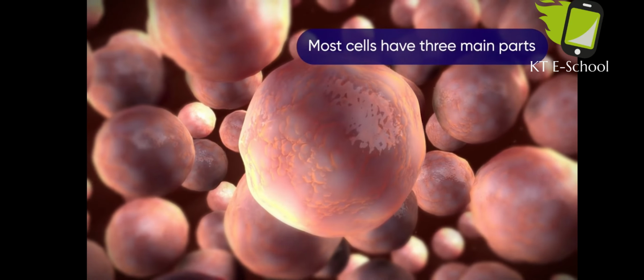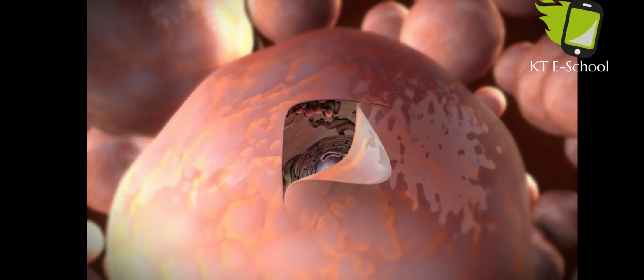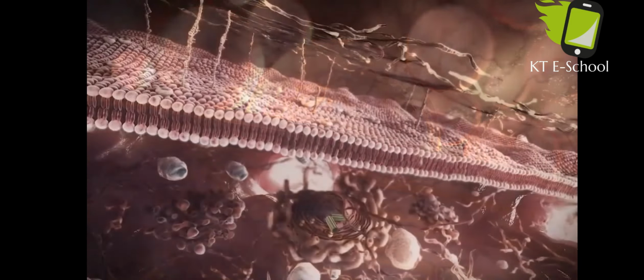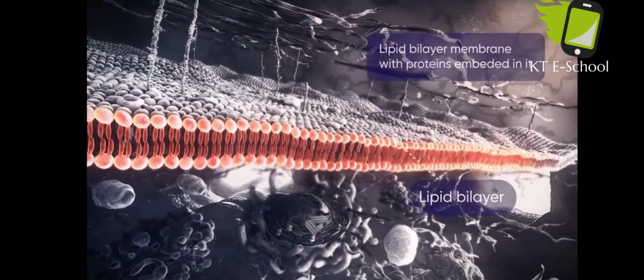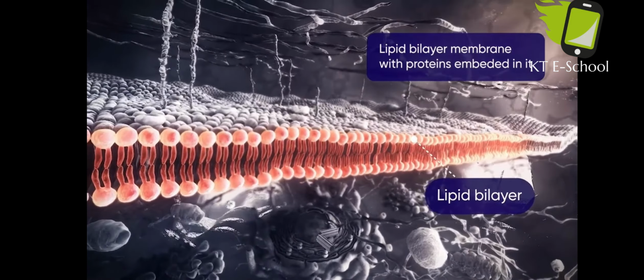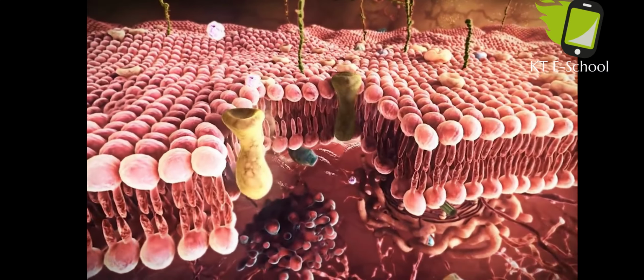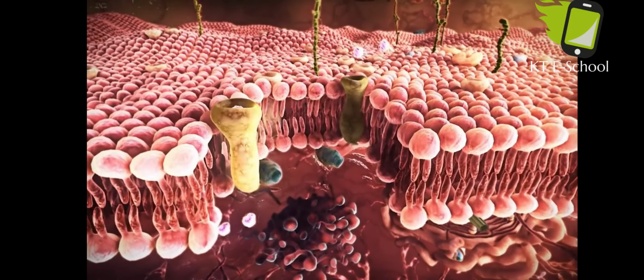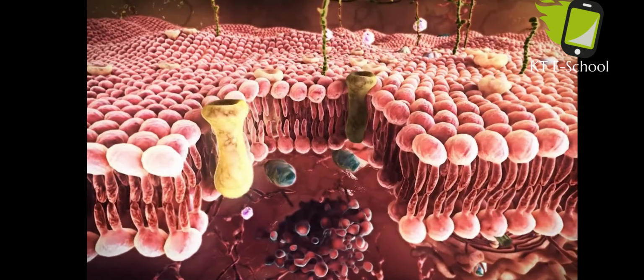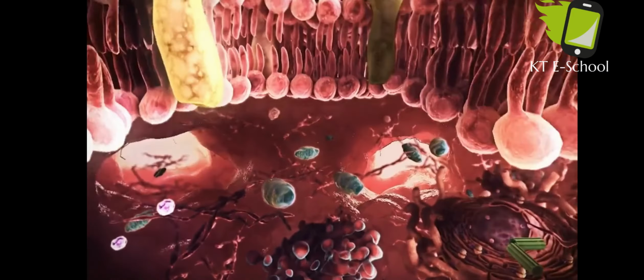Cells in general have three main parts. The first and outermost part is the cell membrane. It is a flexible envelope around the cell. This membrane controls the movement of materials. Only certain substances are allowed to enter and leave the cell.